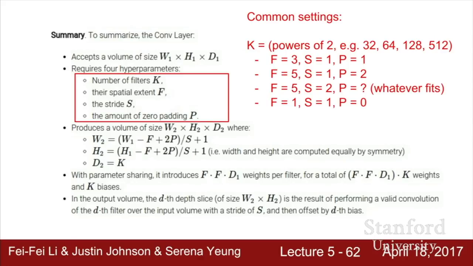Some common settings: we talked earlier about common filter sizes of 3 by 3 and 5 by 5. Stride is usually 1, and 2 is pretty common. Your padding P is going to be whatever fits, whatever will preserve your spatial extent is what's common. And then the total number of filters K. Usually we use powers of 2 just to be nice, so 32, 64, 128 and so on, 512. These are pretty common numbers that you'll see.